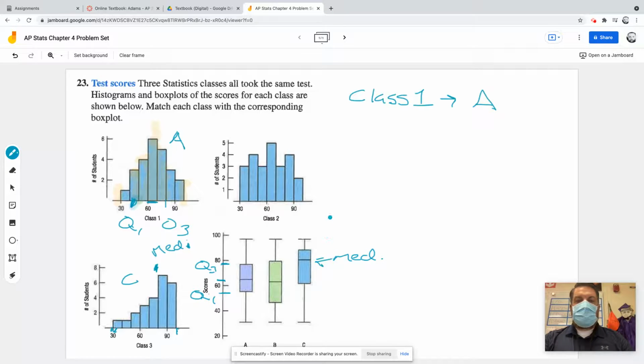Now I can confirm that by looking at class 2. Class 2, the median is going to be right here, close to 70, because even though it doesn't have the curve shape like a bell curve, it's still somewhat symmetrical. So the median is probably going to be very similar. So this is probably going to be B. So to recap, class 2 is B. Class 3 is C. Man, they didn't even try to fool you or anything.